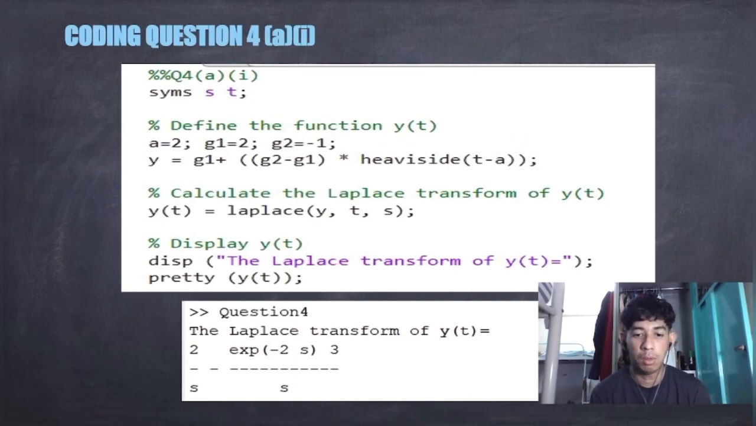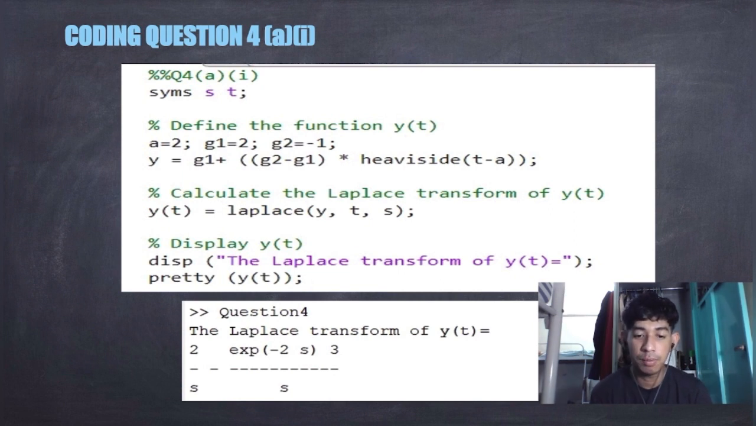Today I'm going to present about MATLAB coding for question 4A1. In question 4A1, the Laplace transform of the function y(t) equals g1 plus (g2 minus g1) times the unit step function of t minus a is calculated and displayed. The function y(t) represents a step function with a constant value of g1 before time t equals a, and a linear change from g1 to g2 after time t equals a.